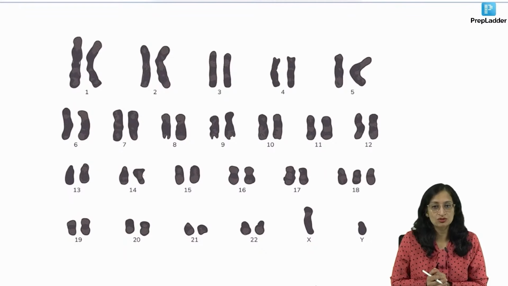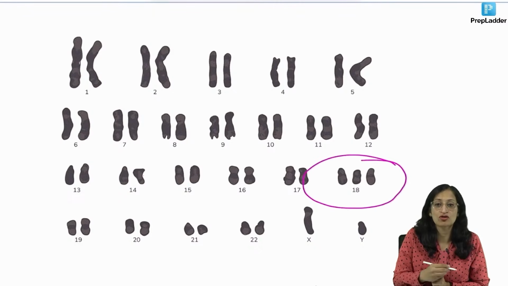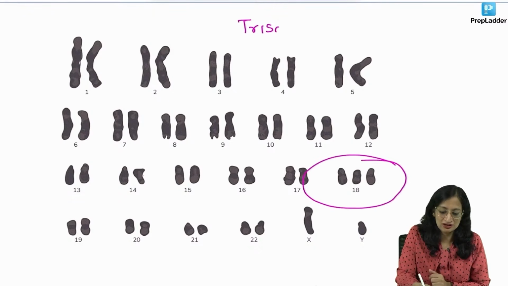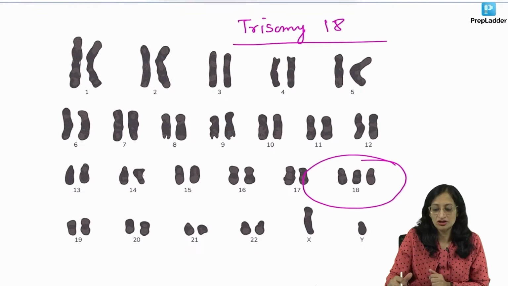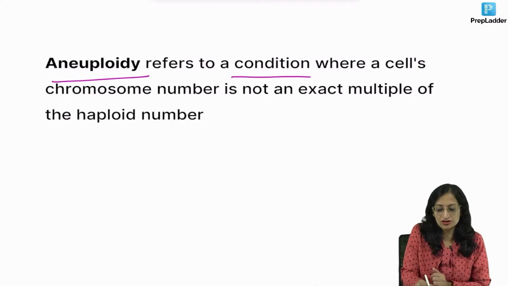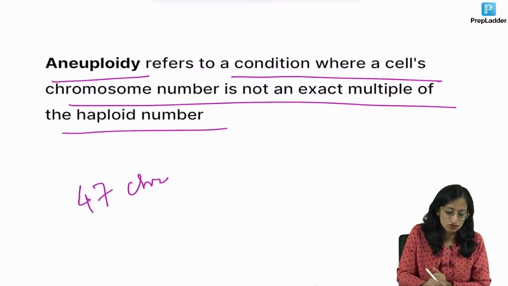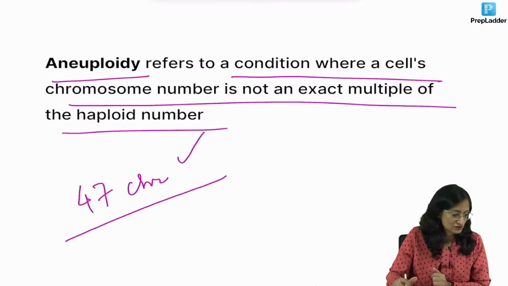So, if you see closely, you have, yes, waiting for your answers. So, you have all the chromosomes, you have 2 copies except for chromosome 18 where there are 3 copies. So, it is trisomy 18. Is it an aneuploidy or not? Yes, trisomy 18 or Edwards syndrome, is it an aneuploidy or not? So, we already mentioned aneuploidy refers to a condition where a cell's chromosome number is not an exact multiple of the haploid number. Trisomy 18, 47 chromosomes. So, it is an aneuploidy, yes, okay.